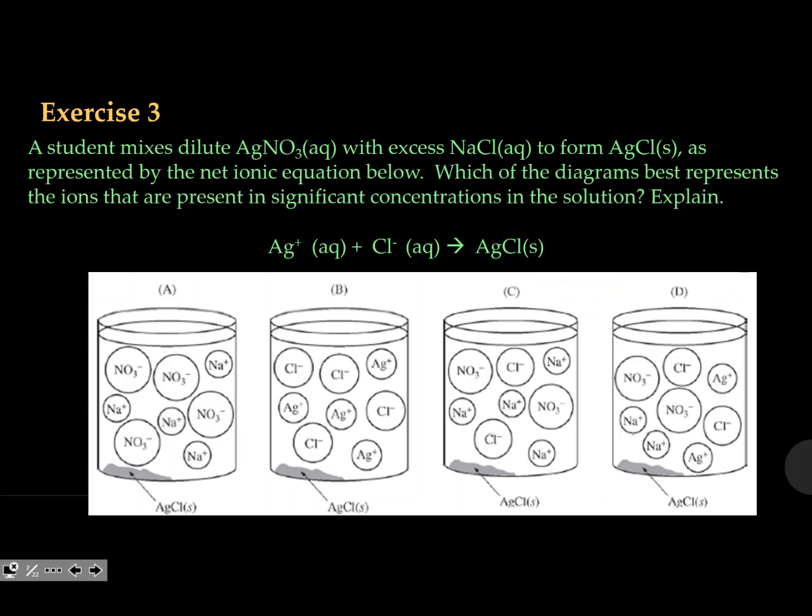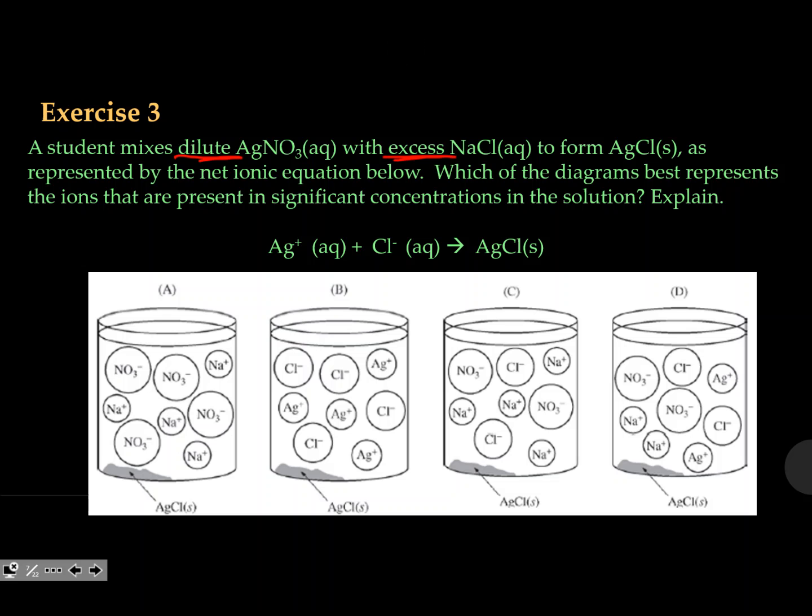All right, last but not least, another lovely particle model here where we're counting. A student mixes dilute silver nitrate with excess sodium chloride to form silver chloride as represented by the net ionic equation below. Which diagram best represents the ions that are present in significant concentrations in the solution, and explain. So, a couple of key context words up here I'm going to point out to you. Dilute versus excess. That should tell you something right there.